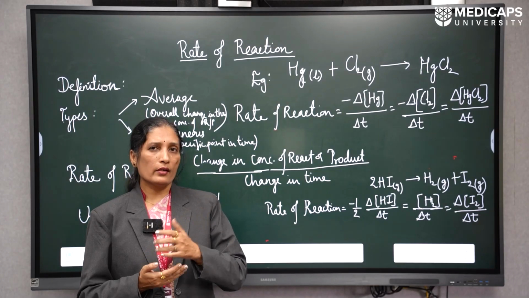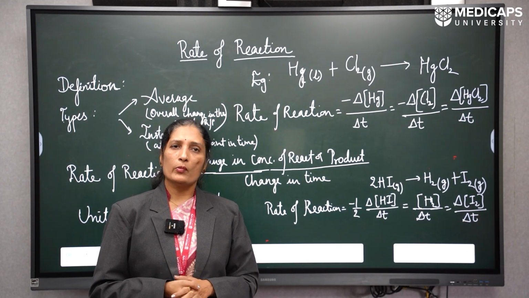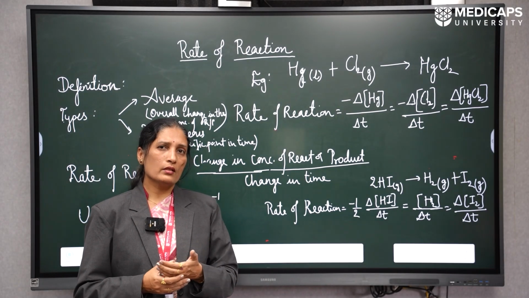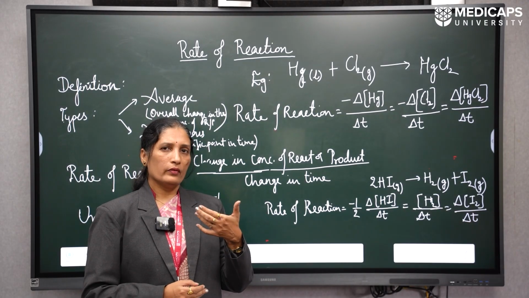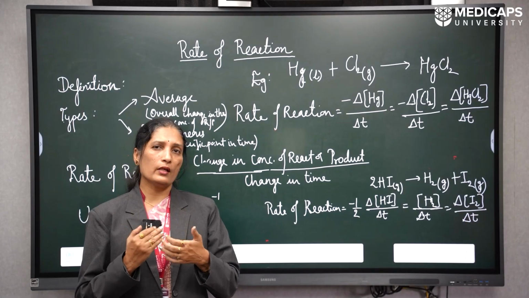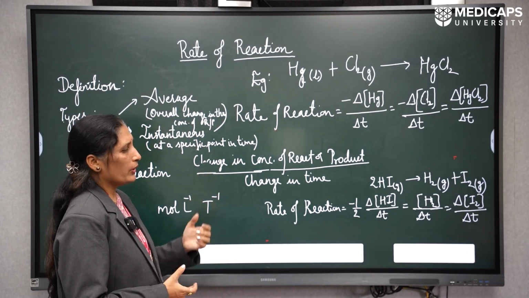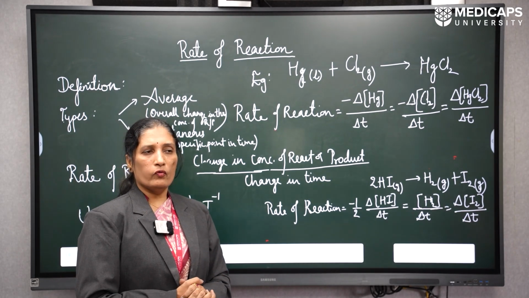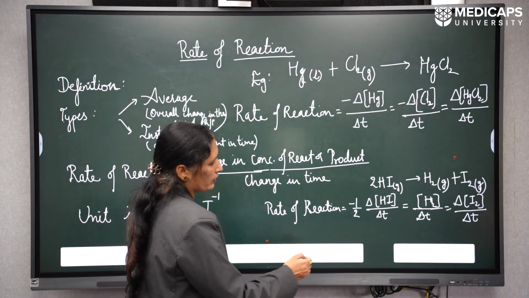Next is the moderate reaction. Moderate means it will take some time. The best example of a moderate reaction is the photosynthesis reaction. The third one is the slow reaction. A slow reaction means it takes a longer time for the completion of the reaction, for example, fossil fuel formation.